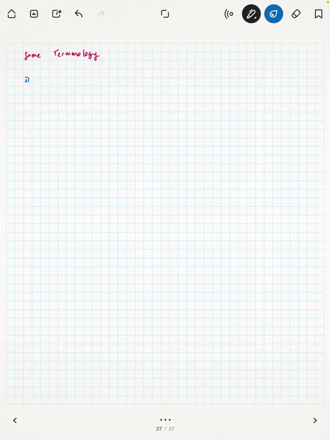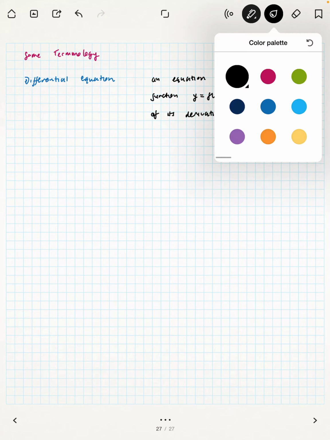Right, so let's just get into it. So, differential equation. Intuitively we know what a differential equation is, but what we're really talking about is it has to be an equation. So it's not an inequality, it's not an expression involving a function y equals f of x and some of its derivatives. So y prime, y double prime, whatever you want.